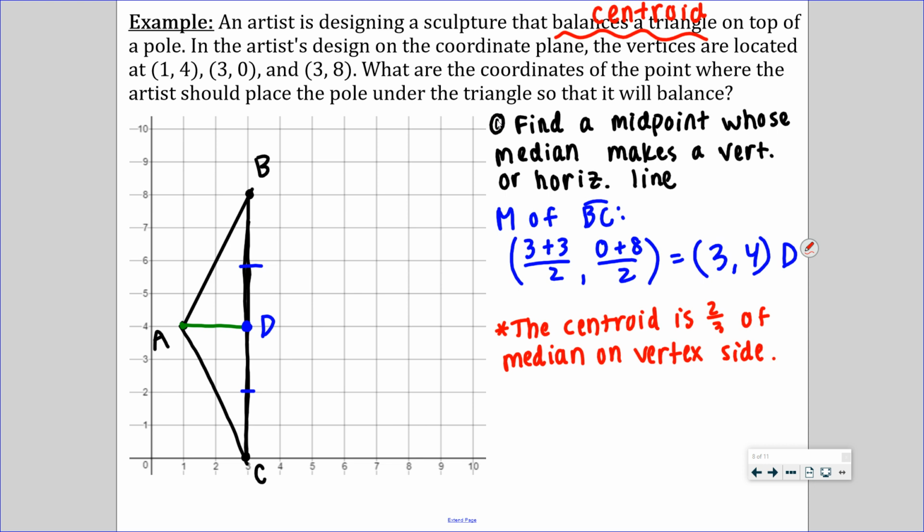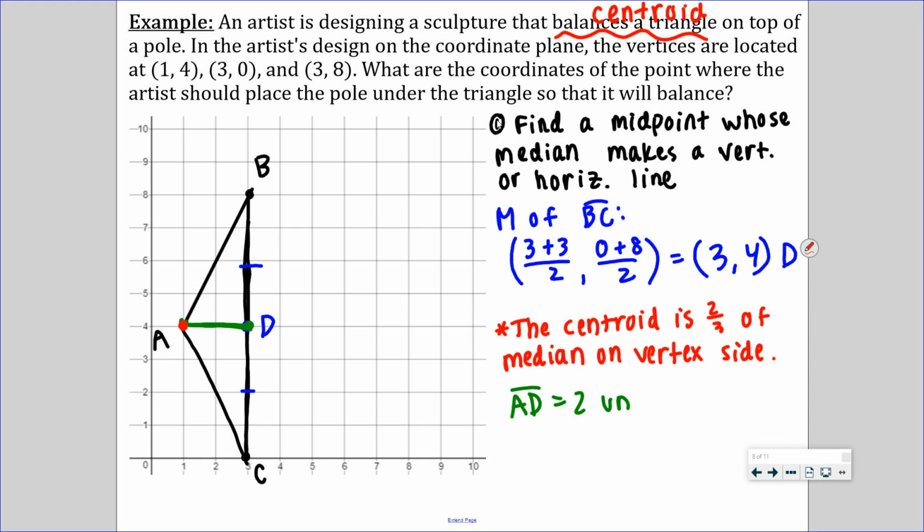Now, the reason why we want a median that's a horizontal or vertical line, and in this case it's horizontal, is that it's really easy to calculate the length or the distance of this median. We don't have to use the distance formula. What's the length of that median? What's that distance? 2, right? So that median there is 2 units. So I know that my centroid is located 2/3 of that distance on the vertex side.